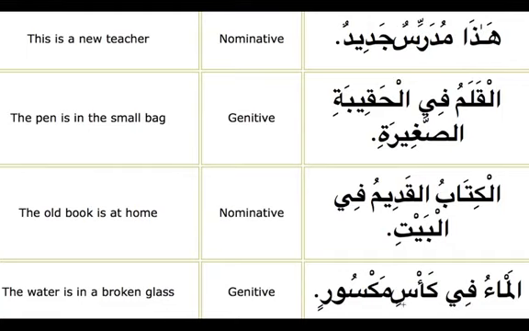Al-ma'u fi ka'sin maksurun. Ka's means cup. Maksur is broken. So when we translate, we say al-ma'u, the water. Ma means water. The water is in a broken cup.